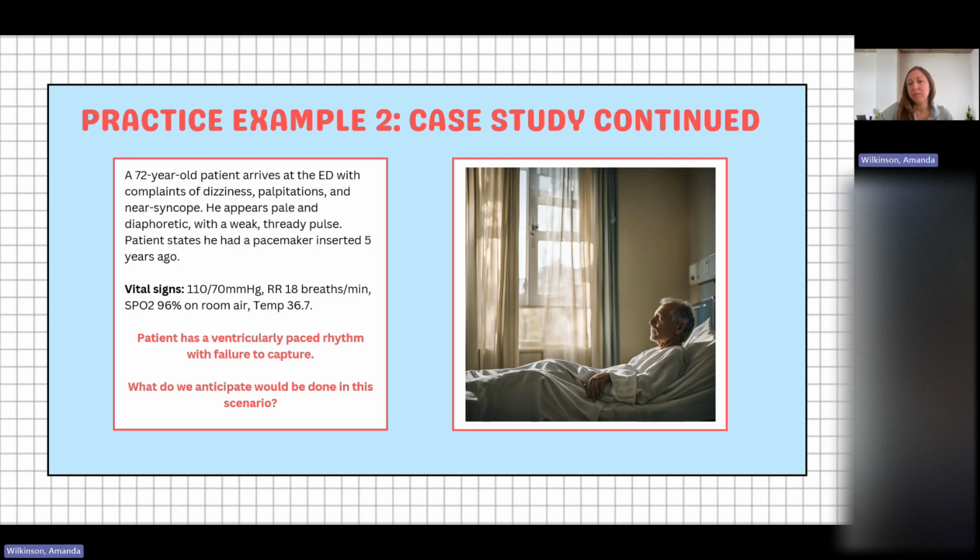So the point is, just because you see a pacemaker spike doesn't mean it's doing its job. If there's no capture, this can be an emergency, especially in a patient with a history of pacing and symptoms of poor perfusion. So remember, capture equals conduction plus contraction. Without both, the patient is not safe. Anything else to add?